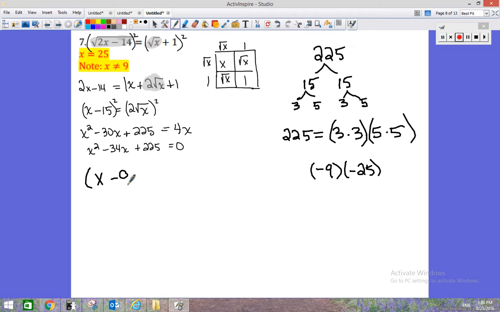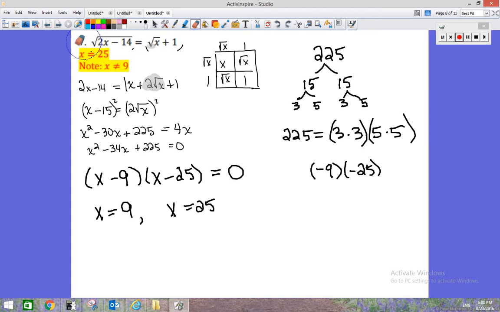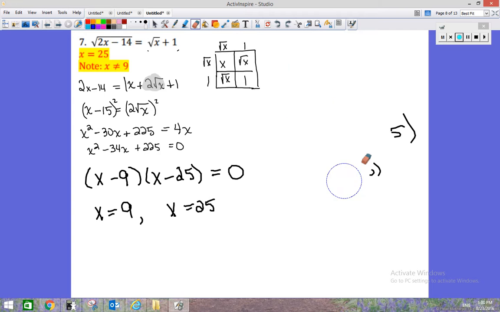So we've got x minus 9, x minus 25. So we have possible solutions of 9 and 25, but we don't know if they check yet. So we've got to plug them into the original equation up here and see if they check. I'm going to erase all this stuff to give myself some room.